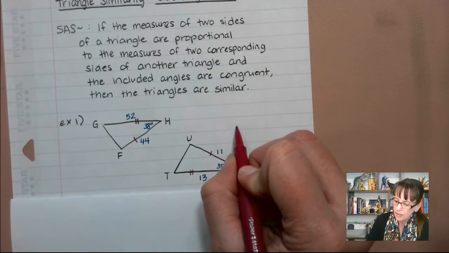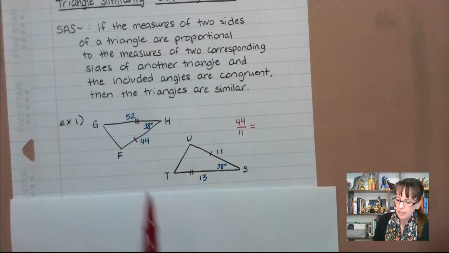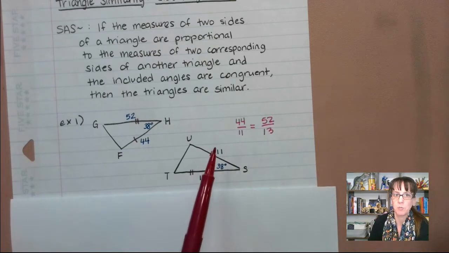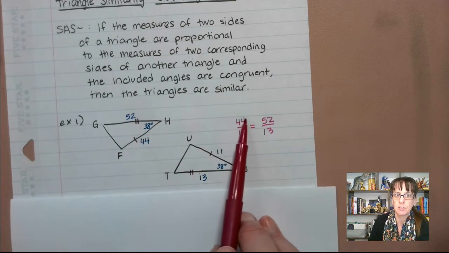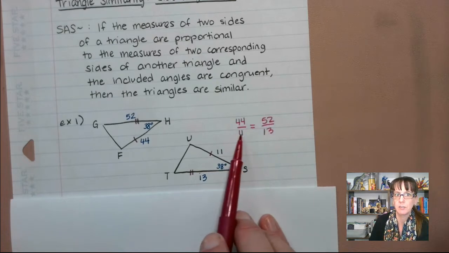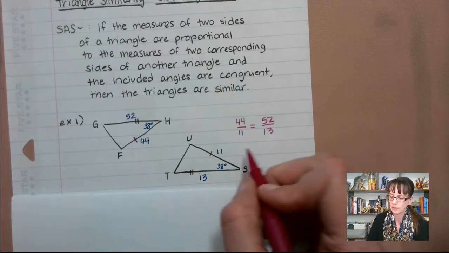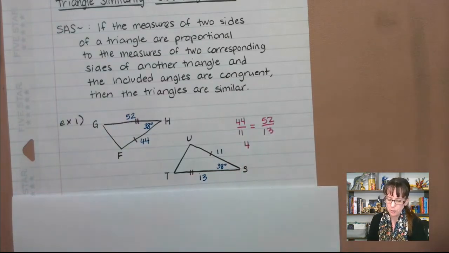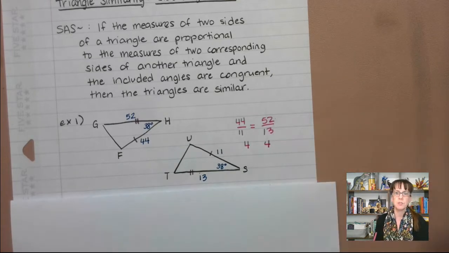So we're going to say 44 over 11 equals 52 over 13. And again, order really matters here because you want to make sure that you are comparing the same, not comparing your big one upstairs and then your small one downstairs. Okay, so if we do this, we've got 44 divided by 11, we get 4. And then 52 divided by 13, we also get 4. Okay, so if we compare those two things, beautiful.